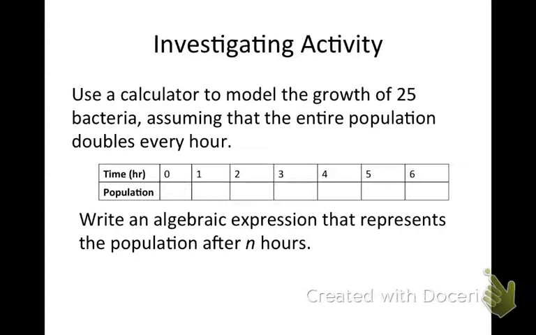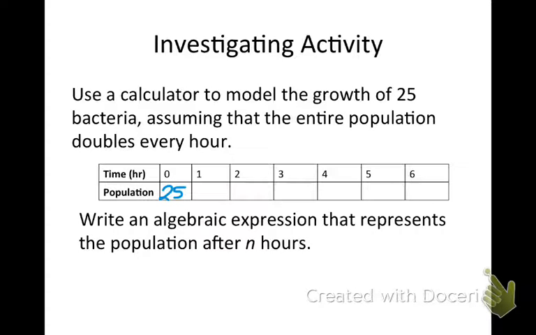So here we have 25 different bacteria, and we're going to show the growth of the 25 bacteria, assuming that the entire population doubles every hour. So at time 0, we would be at what? 0. That's an obvious one. But we're starting with 25 bacteria. So we're starting with 25.